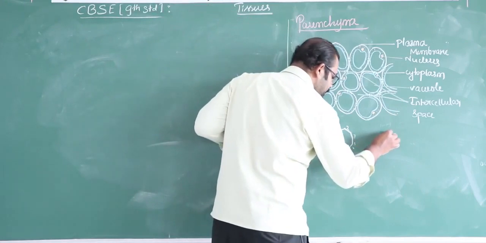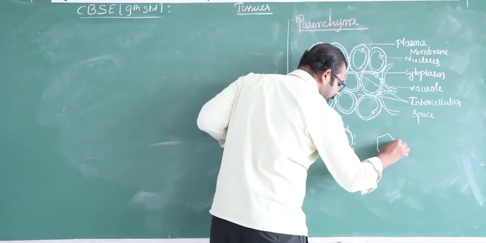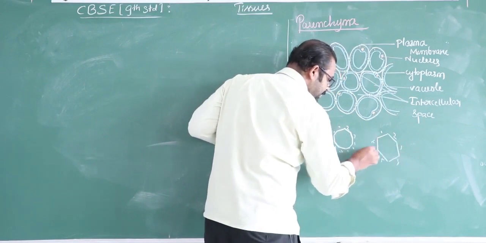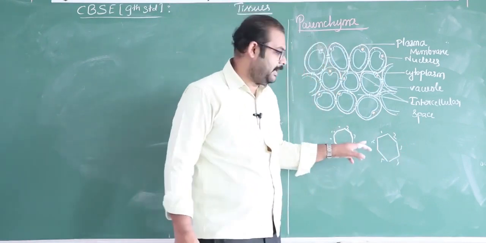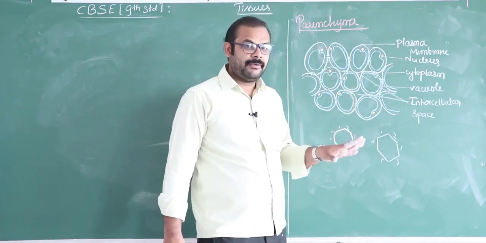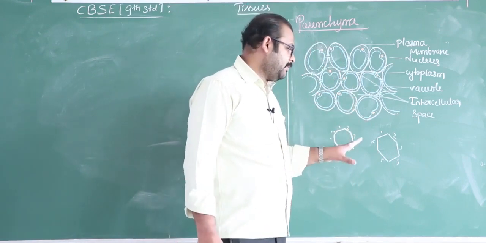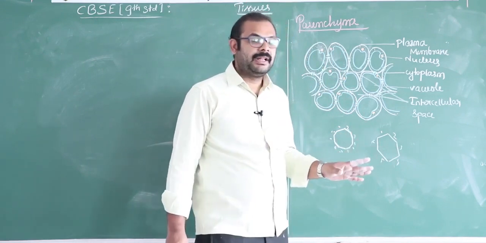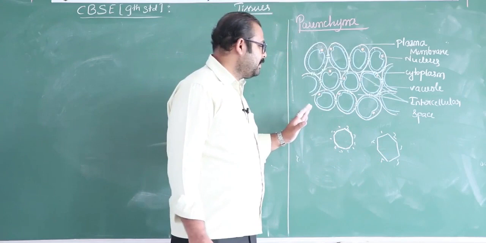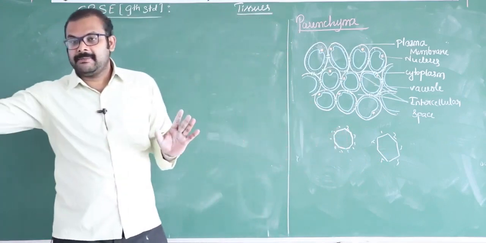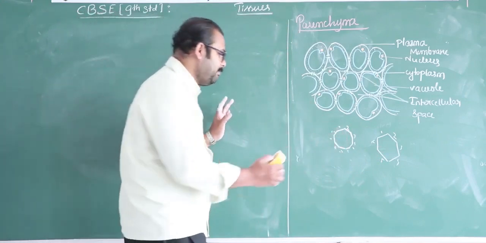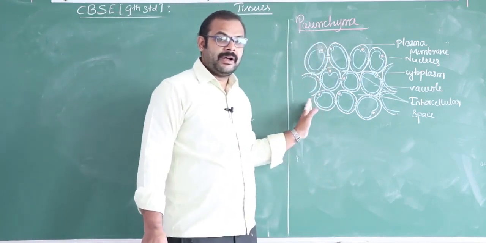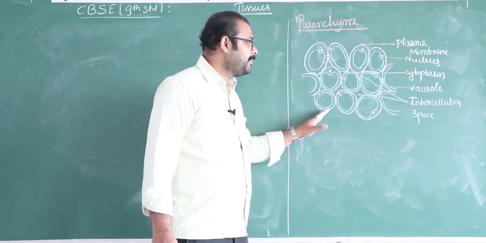Hexagonal, I will show that. 1, 2, 3, 4, 5, 6. It has 6 faces. It is hexagonal. If it has 4, it is tetragonal, 5 pentagonal. If it is more than 6, it is called polygonal. Like that, these parenchyma cells are either oval, spherical or polygonal in shape.